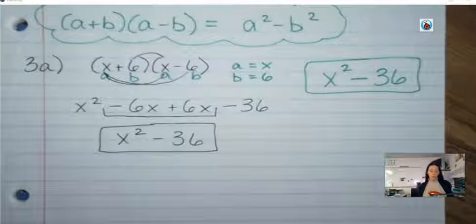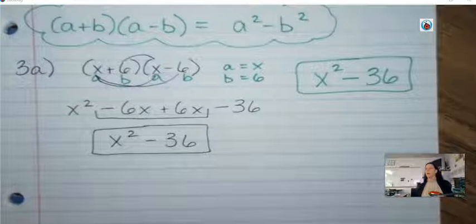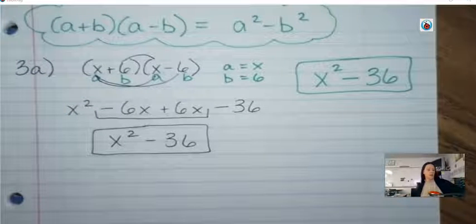Okay, tomorrow we will do the other one that goes with 3a. We'll do 3b, and then we'll do the on your owns, and then you'll work on your exit ticket tomorrow.